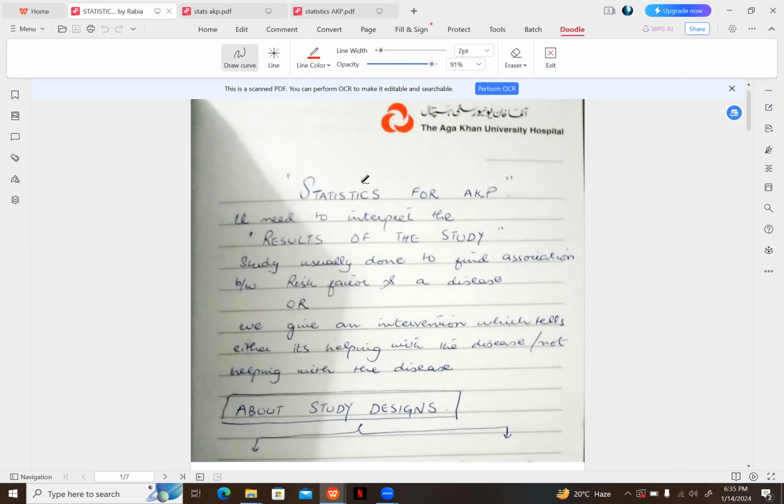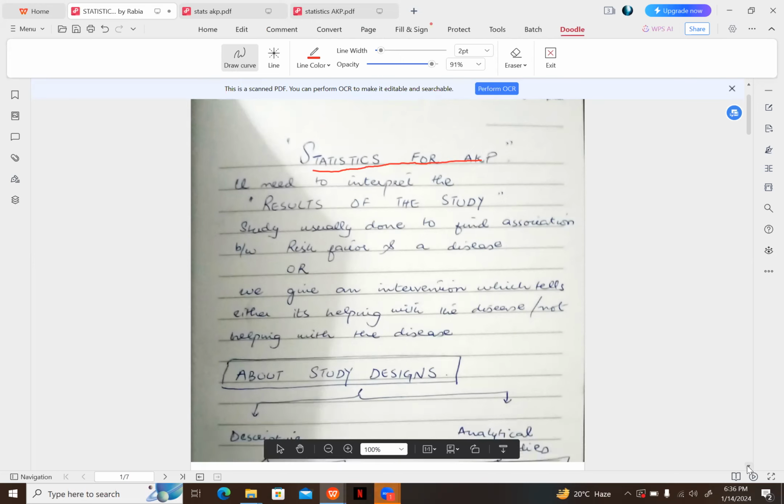Okay, thank you. So now the challenge is statistics for AKP. This is my little notes just to make things easier for you. What you need to interpret in the exam of statistics: you will be given a study, and you have to interpret the results of the study. The study will be showing you some associations between a disease and some risk factors or some intervention and the disease.